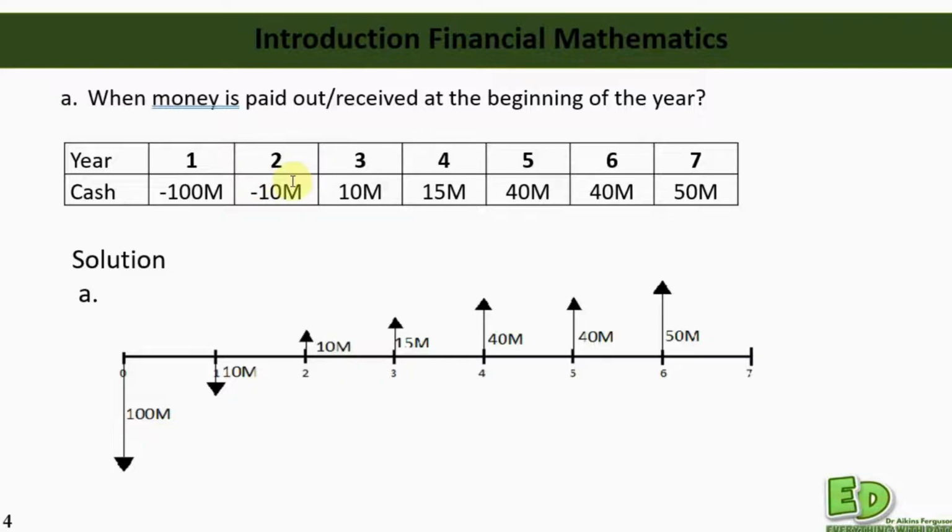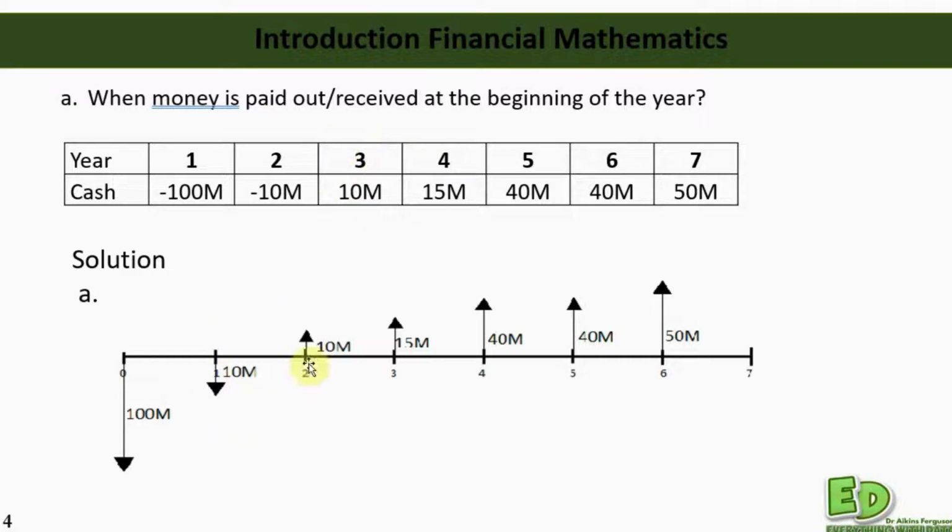Year two is also telling you that we have an amount of minus 10 million at the beginning of year two. Remember, the beginning of year two is year one. Beginning of year one is 0. End of year one is 1. Beginning of year two is 1. End of year two is 2 itself. So I represent minus 10 million here, down showing an outflow.